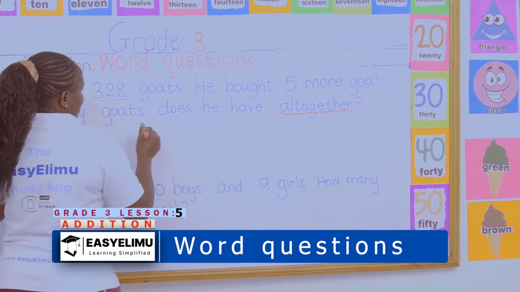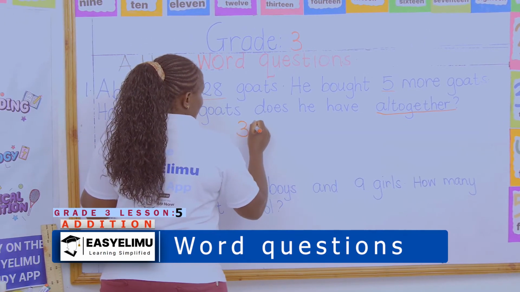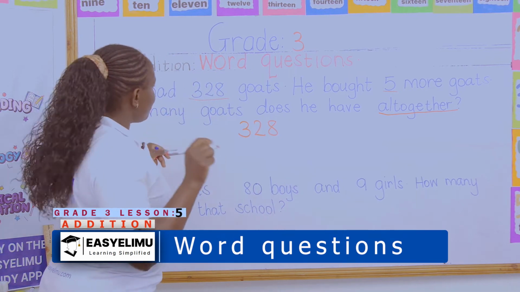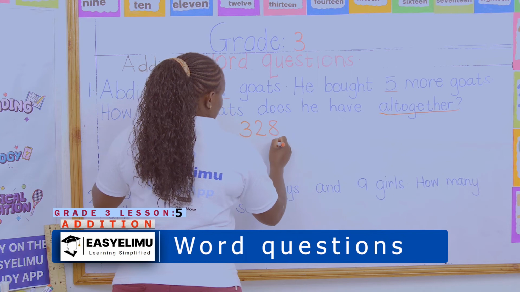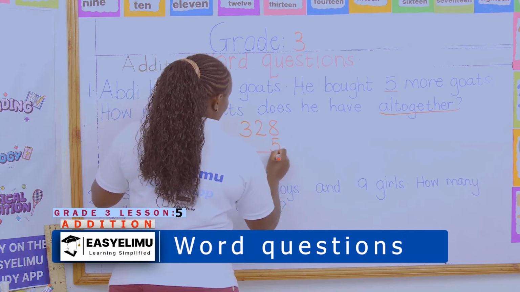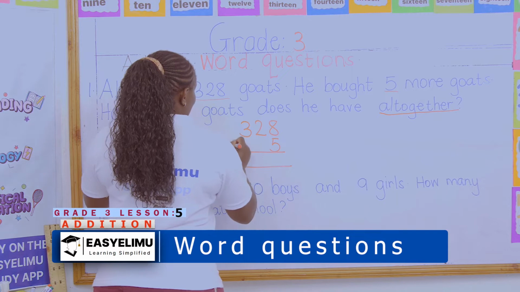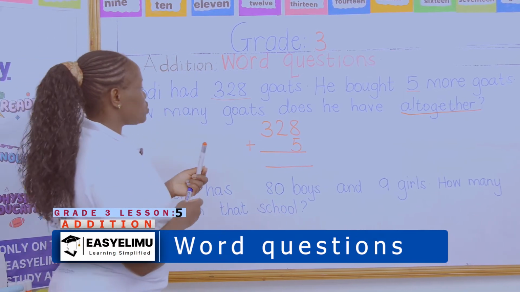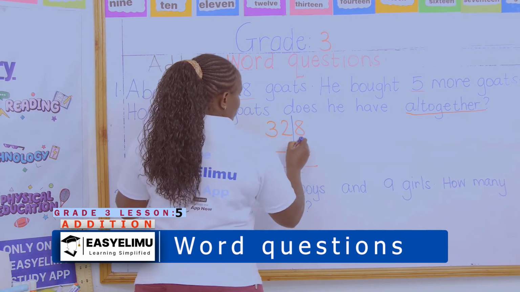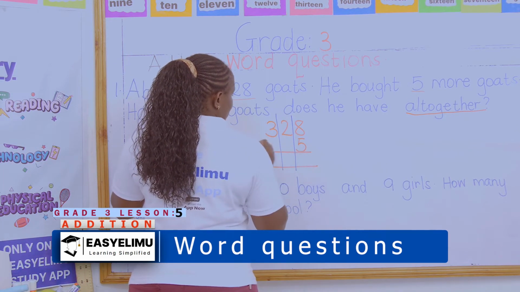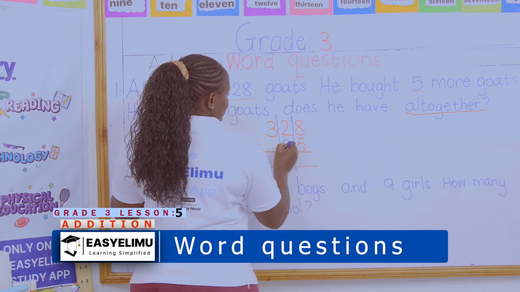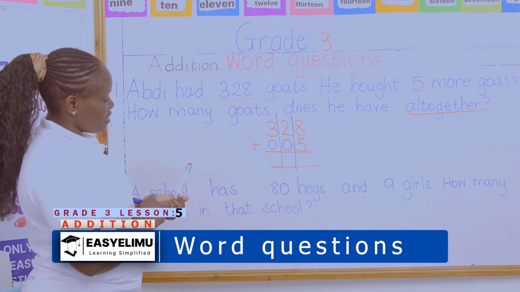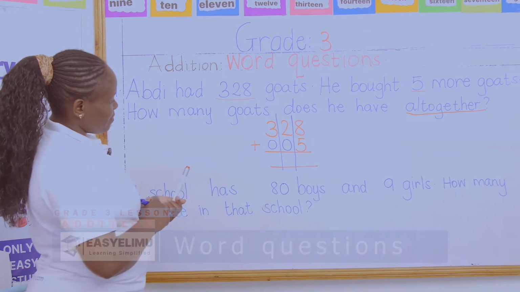So we are being told Abdi had 328 goats. He bought 5 more goats. Now, how many goats does Abdi have all together? You decide the method to use. As for me, I want to use this addition method. And we said where there is no number, you put what? A 0. Then ask yourself, what is 8 plus 5?